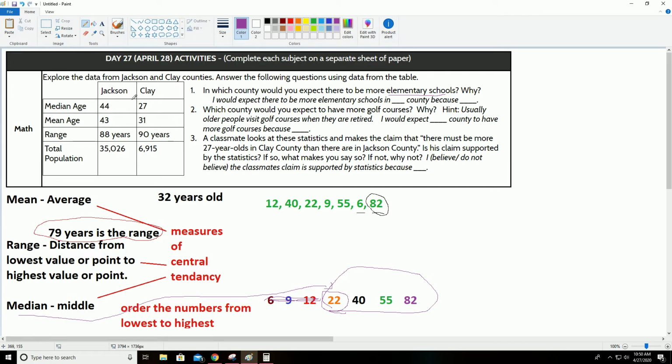If you look at the information about the mean, the median, and the range, do you feel like his claim is supported by the data here, or do you not think that the data supports his claim? Remember, these are how you find the mean, the range, and the median. So kind of think about that when you're answering number 3.